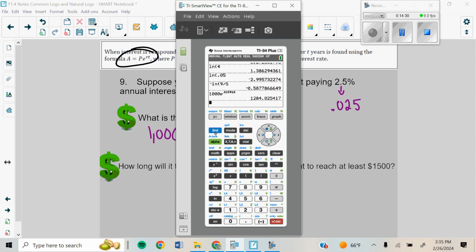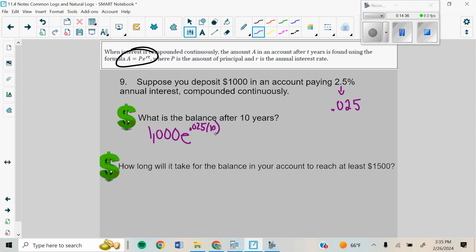Now remember, it's money we're dealing with, so we want to go to 2 decimal places. So that's going to round to 3 cents. So $1,284.03. Don't forget your dollar sign goes in front of your money.